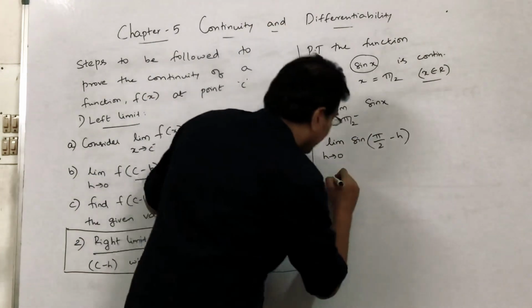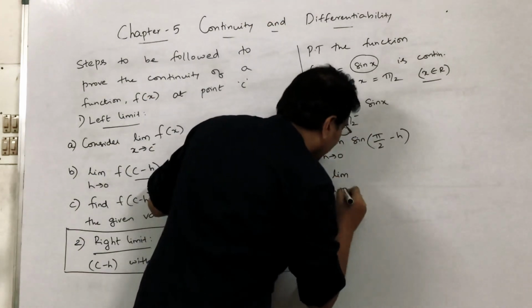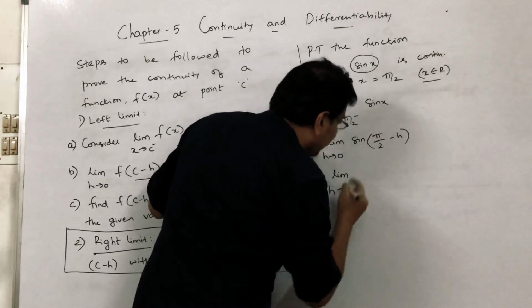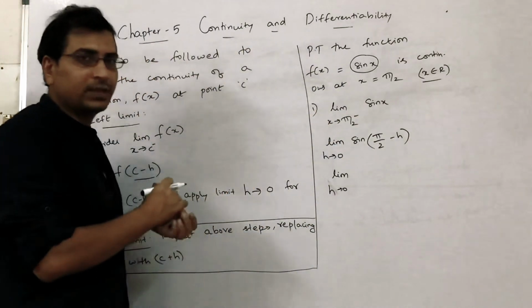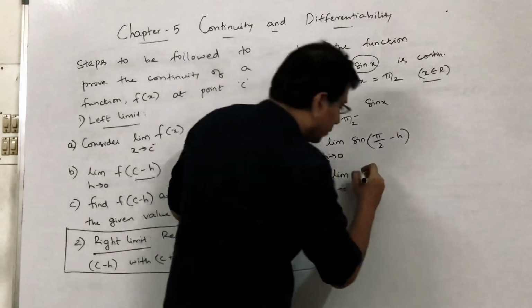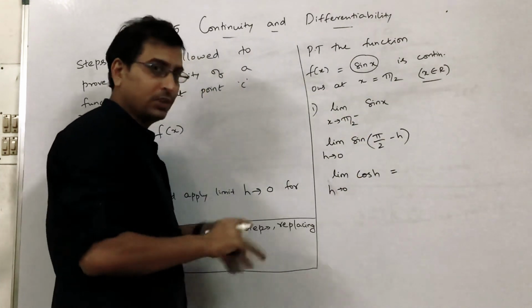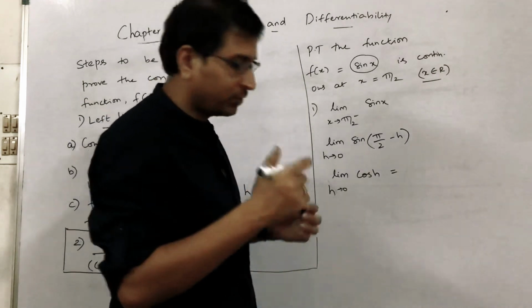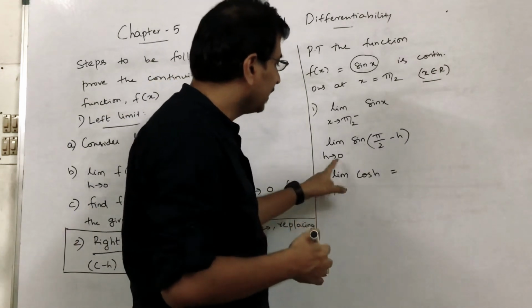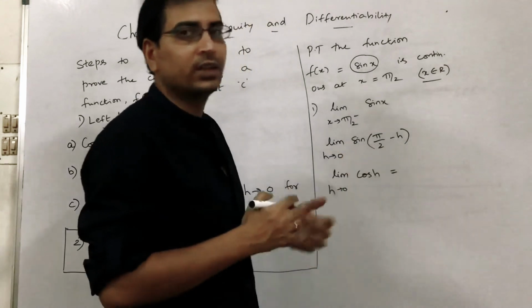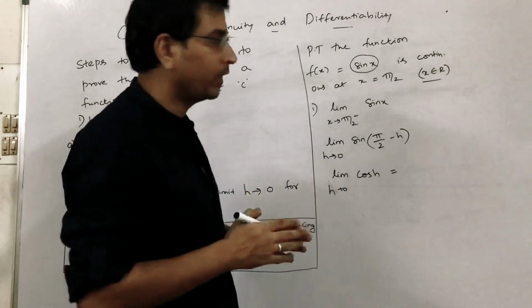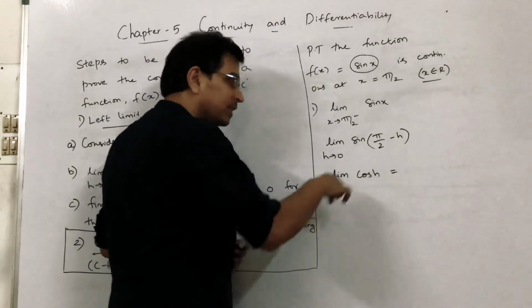Limit h tends to 0. Now what is sin of pi by 2 minus h? Sin of pi by 2 minus theta is going to be cos theta. So this is written as cos h. Once you have simplified the function, now you can substitute the value. One common mistake that students make is, they take h is equal to 0 and substitute it here and say the answer is sin pi by 2. That's not the way. First simplify it, then substitute the value.